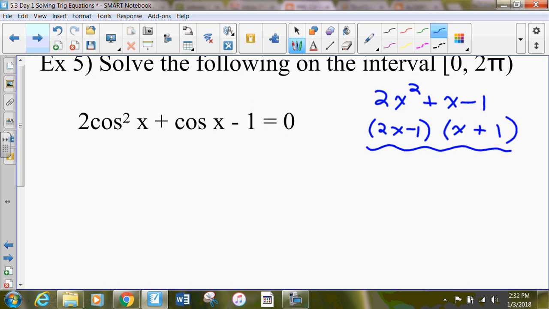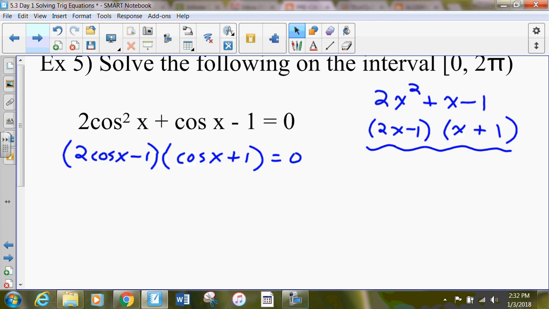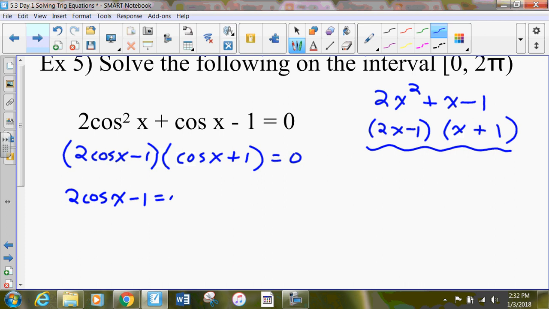So instead of factoring and having it say 2x minus 1, it's going to say 2 cosine x minus 1. And the second one, instead of x plus 1, I'm writing cosine x plus 1. And if you didn't trust me or this method, you could go ahead and FOIL for yourself, right? You get 2 cosine squared x, and then you get the plus 2 cosine x and minus cosine x minus 1. There we go. All right, which is beautiful because when we factor, it gives me something times something equals 0. So I know either 2 cosine x minus 1 equals 0, or cosine x plus 1 equals 0.